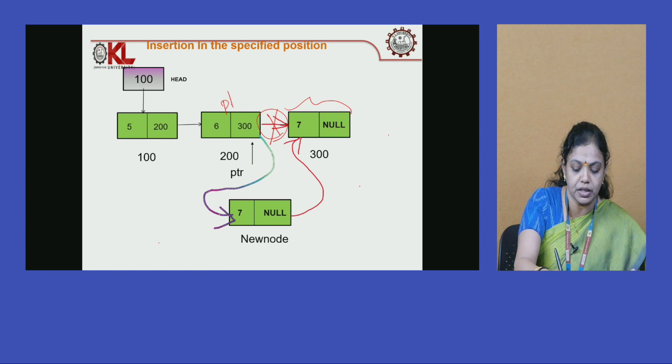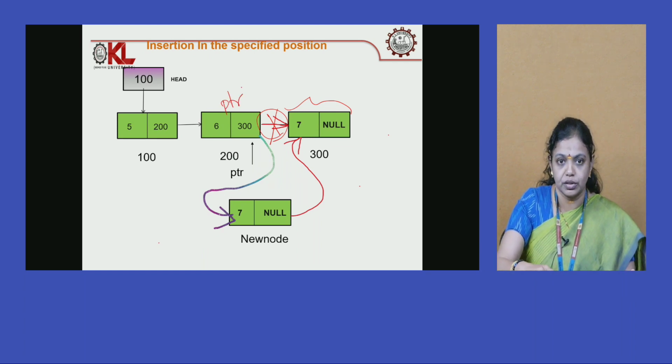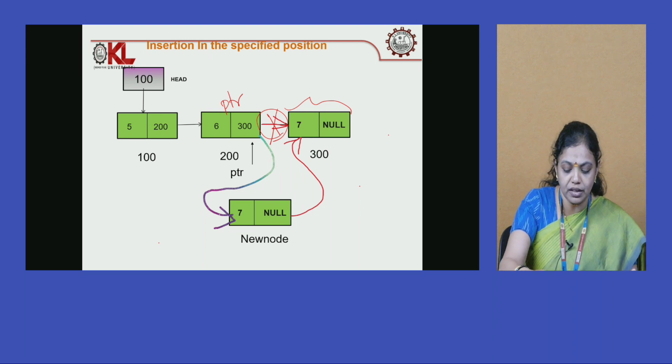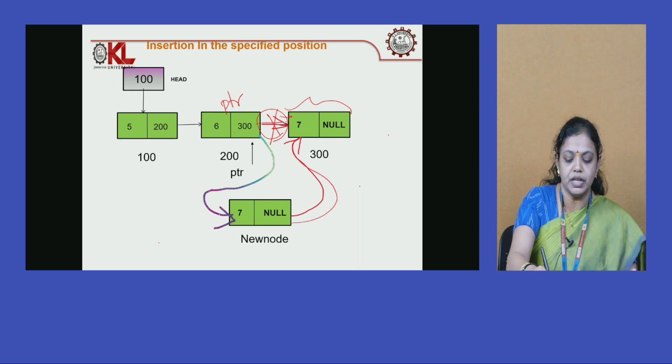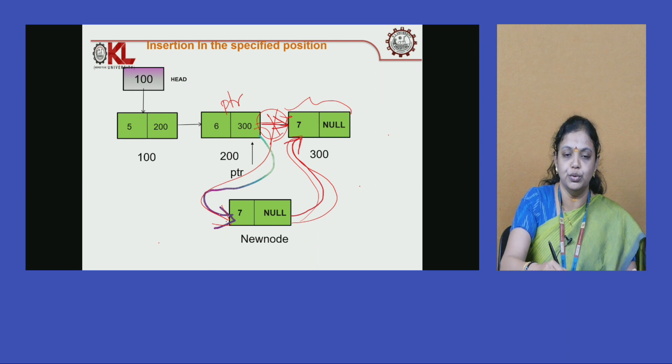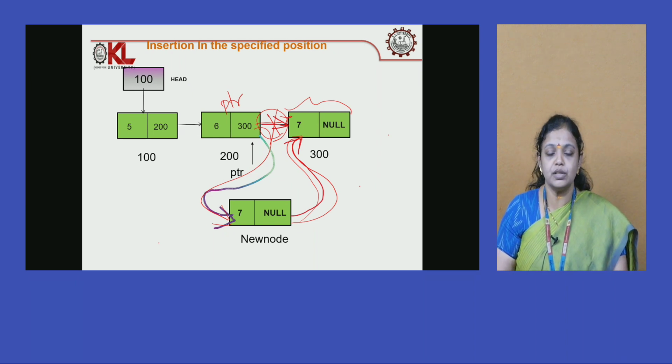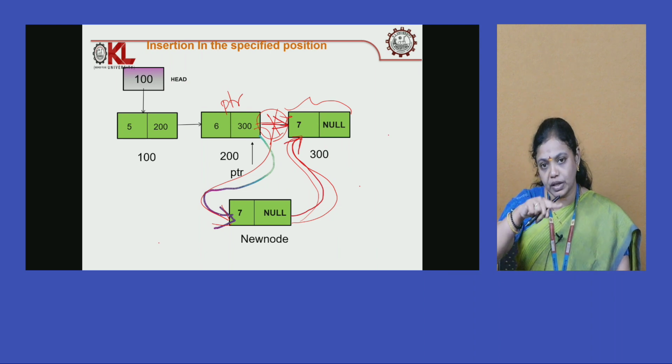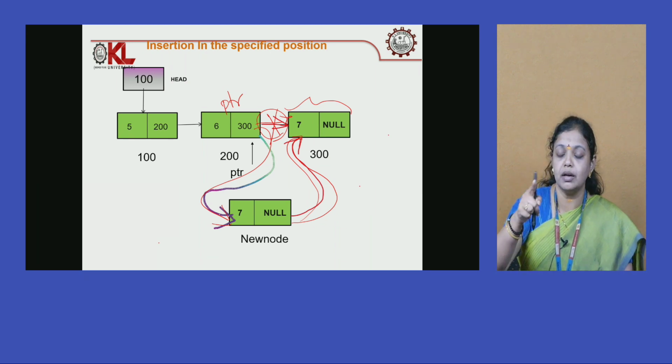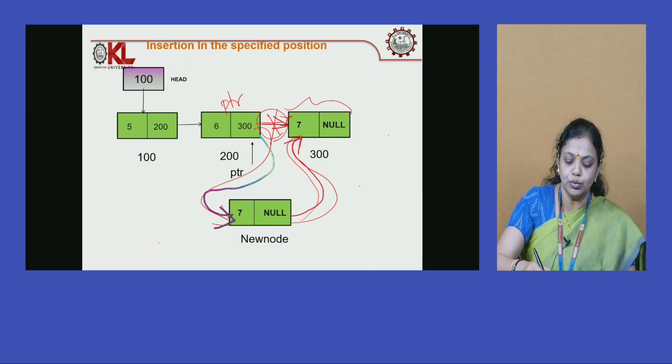The name of this node is PTR. The name of this node is new node. So what is this back connection? New node of next is equal to PTR of next, right. So first make this connection, then we can write PTR of next is equal to new node. Right. So how many connections do we have to make? 2 connections. One is the back connection and next is the front connection. First, which connection do you have to make? We have to make the back connection. New node of next is equal to PTR of next, and then PTR of next is finally connected to the new node.